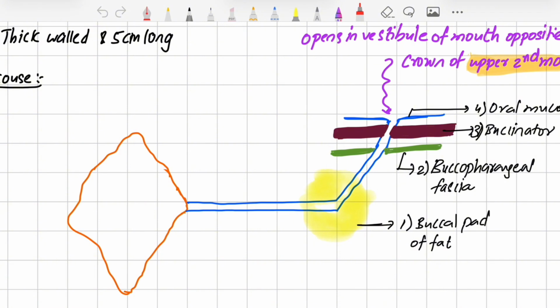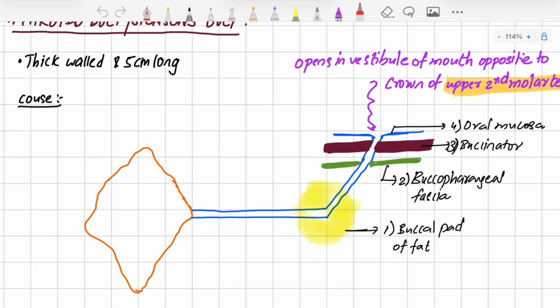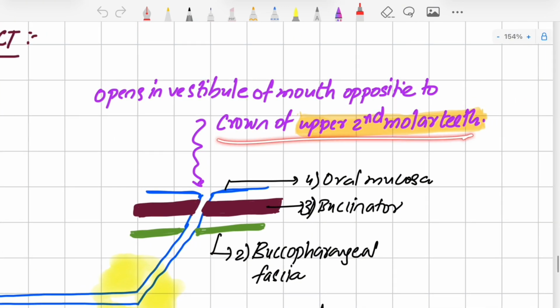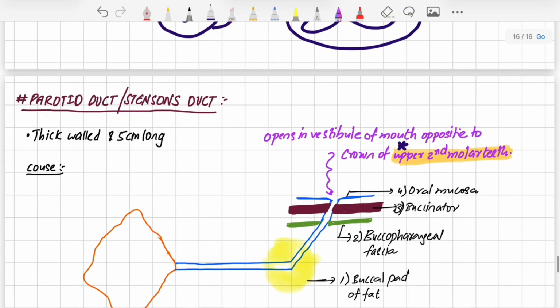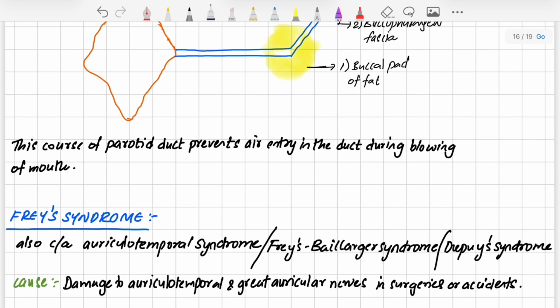Okay, now along with its course, it pierces some structures. So what are the structures pierced? The first is the buccal pad of fat. The parotid duct pierces the buccal pad of fat. Then the buccopharyngeal fascia. Next, the buccinator muscle, and finally it opens in the oral mucosa at the crown of upper second molar. Remember guys, very much important, the upper second molar teeth. Okay, now why is this course very much important guys? So this course prevents the air entry into the duct during blowing of mouth.